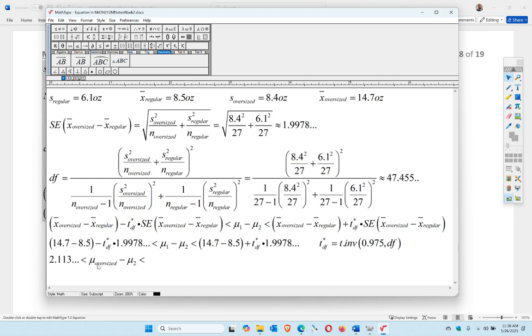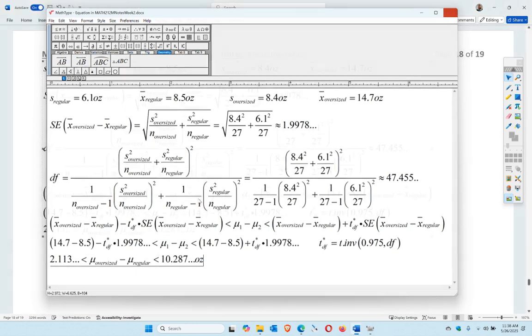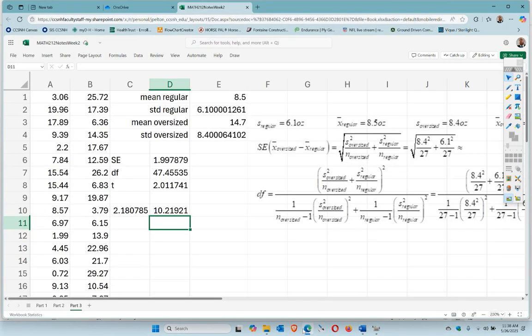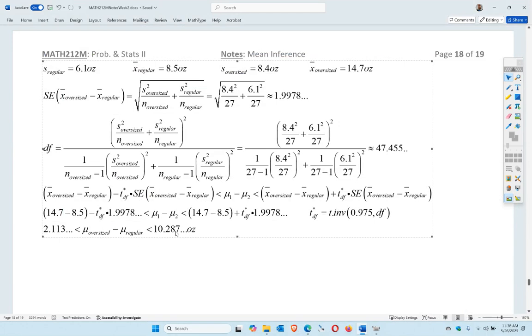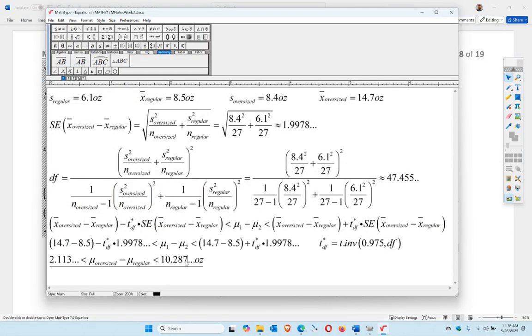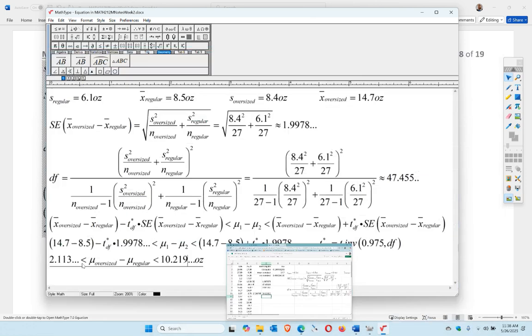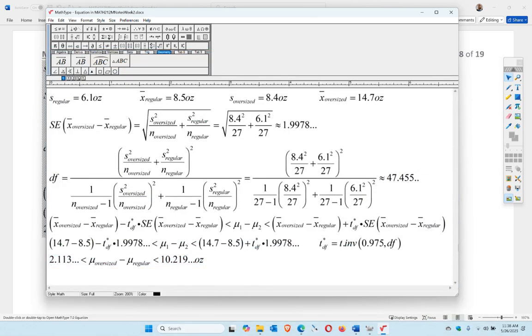Oversized, regular. Okay, and this one was 10.287, and these are in ounces. Okay, so there's our confidence interval right there. Let's double check. 10.219, sorry, 219. I don't know what I was looking at. 180. Boy, I don't know what I was looking at. Okay, here we go. Good enough.